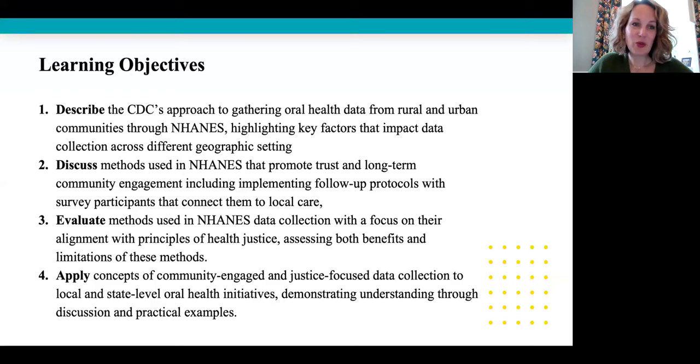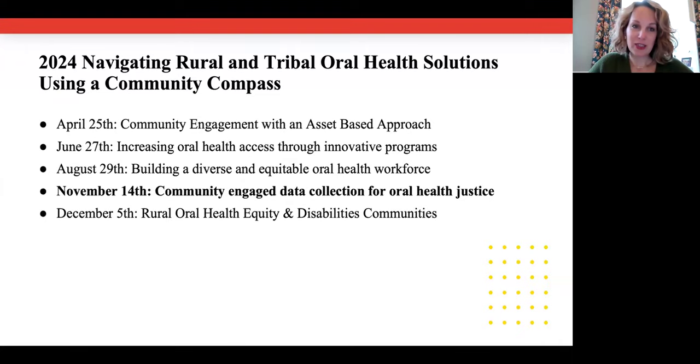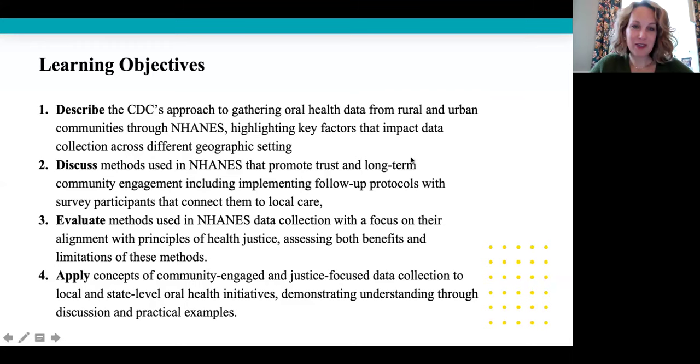This is just an overview. If we go back to this slide, we have an overview of the sessions we've done, what we're doing here today, and what we have upcoming in December. Again, we're talking about community engaged data collection for oral health justice. We can go to our learning objectives, which Dr. Thornton Evans is going to talk a little bit more about in her presentation and what we're learning here today. Can head to the next slide.